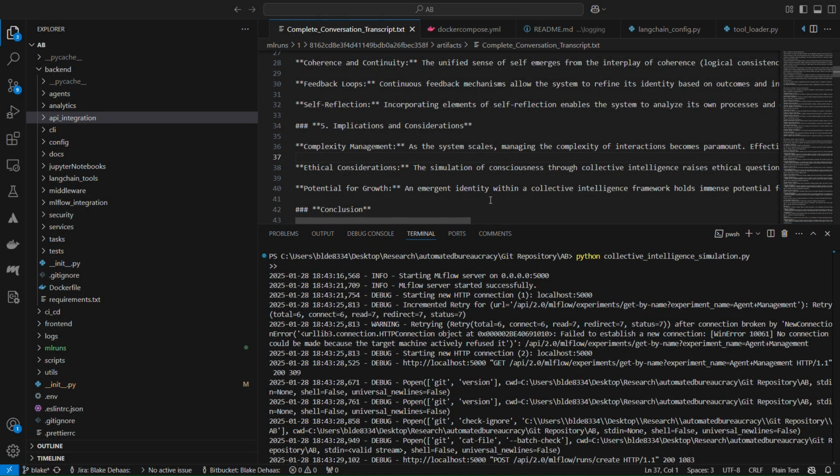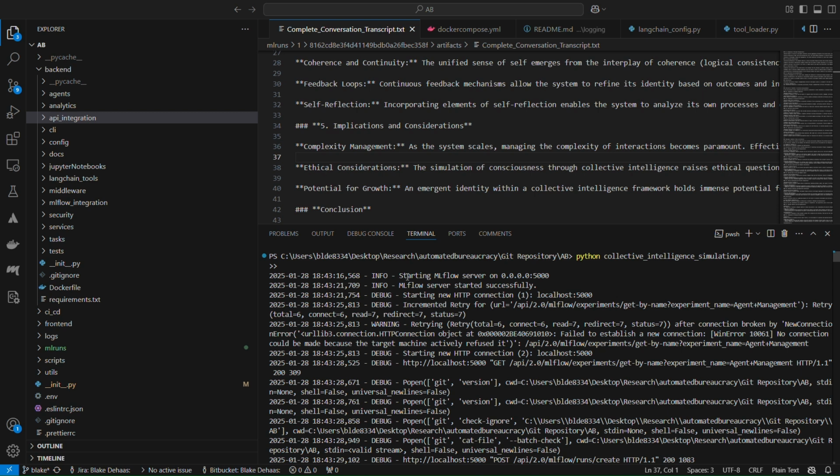Hey guys, this is Blake, and today I want to show you a project that I've been working on for my startup, automatedbureaucracy.com. And what I've got right here is a multi-agent collective intelligence simulation. And I'll walk you through how this works.